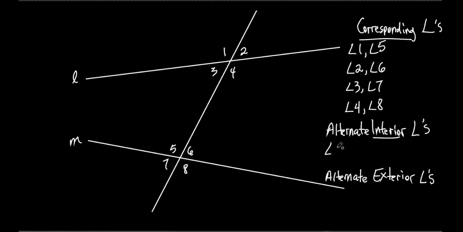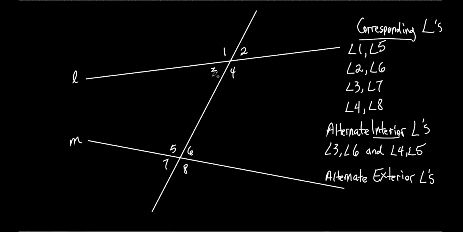Let me write this down. So angle 3 and angle 6 are considered alternate interior angles. Again, we can only pick between 3, 4, 5, and 6. Which ones out of those 4 are complete opposites of each other? 3 and 6. Do you see any other alternate interior angles in here? 4 and 5, exactly. Okay, we'll put angle 4 and angle 5. So you only have 2 sets of alternate interior angles. You had 4 of them for corresponding. You only got 2 of them for alternate interior.